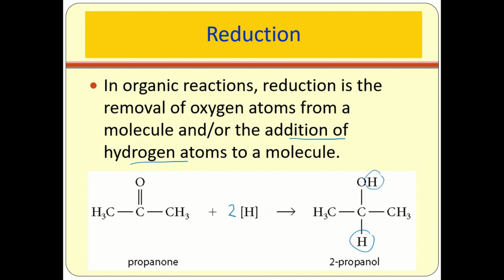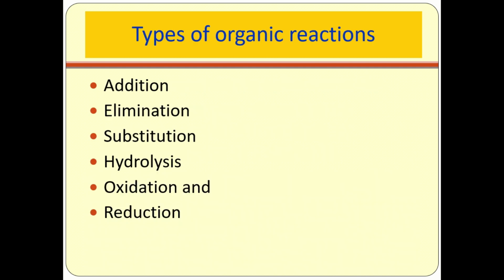So for both oxidation and reduction, we do not need to show the complete formula of the oxidizing or reducing agents. We use only a square bracket O or square bracket H for the equations. So that will be all the common types of organic reactions.